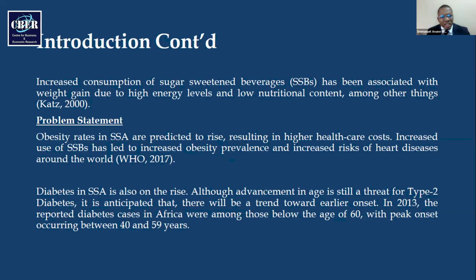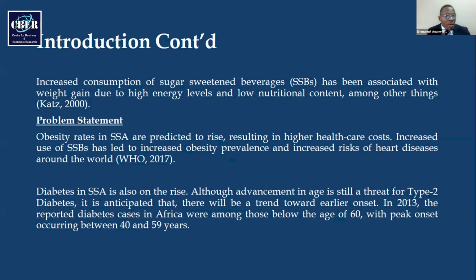So why is this research needed? Our problem statement: obesity rates in Sub-Saharan Africa are predicted to rise, resulting in higher healthcare costs. Already, the African region is battling with increasing healthcare costs. With obesity rates rising, this is going to be problematic. And because of the increased use of SSBs, it's going to lead to a prevalence of diabetes and also more cardiovascular diseases, as predicted by the World Health Organization in 2017.